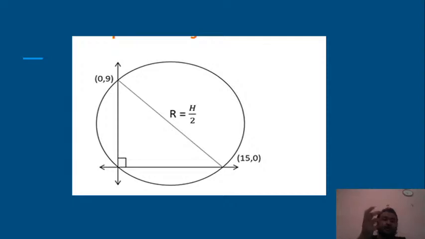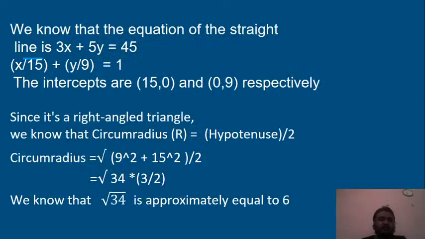Now how I found this equation is simple. See, 3x plus 5y is equal to 45. I divide all of them by 15, that is 3 by 15, 5 by 15, 45 by 15. And why do I do this? Because you know the formula from geometry, x by a plus y by b is equal to 1, which means the x and y intercepts are 15 and 9 respectively. So the intercepts are 15 and 9.